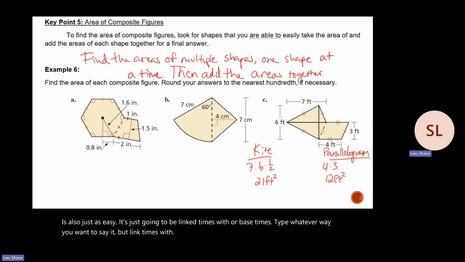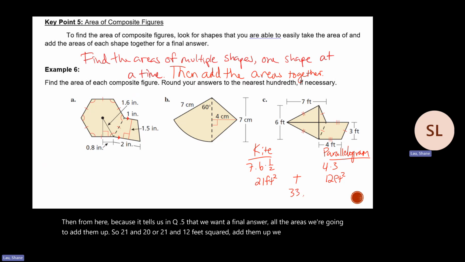Then from here, because it tells us in key point 5 that we want a final answer, all the areas, you're going to add them up. So 21 and 12 feet squared, add them up, we get 33 feet squared. Okay, so that's how you do this lesson.